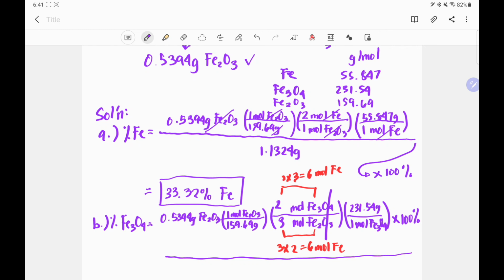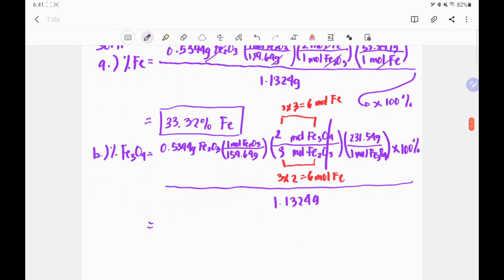Dividing everything by 1.1324 grams. Let's calculate for the final value. That's 46.04% of iron 2,3 oxide.